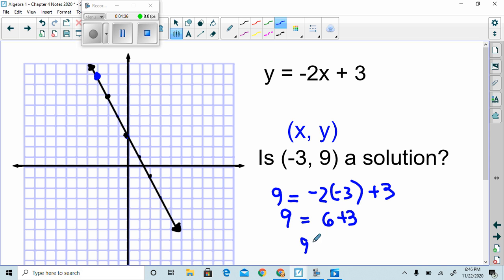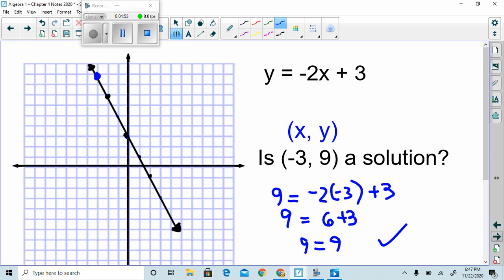And we can see that 9 equals 9, so yes, that's also a solution. Two ways that we can graph. Now, a line has an infinite amount of points, so how will we go about graphing the line? We're going to start off by using a table of values.